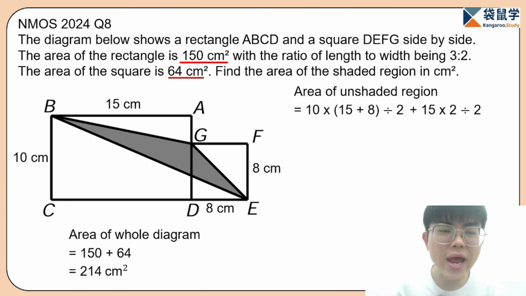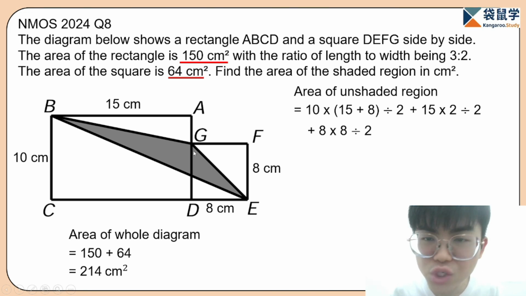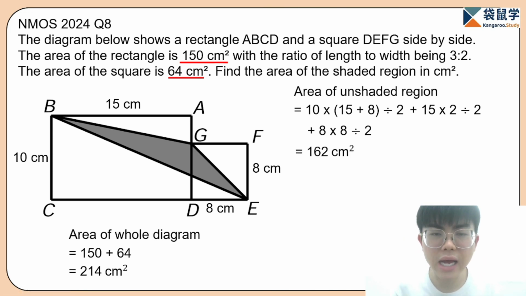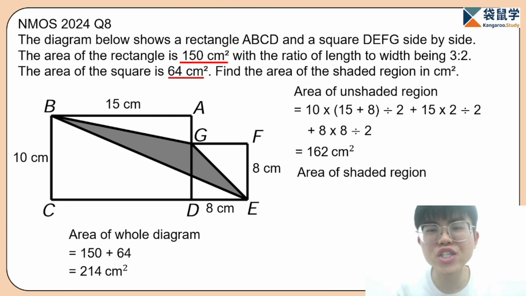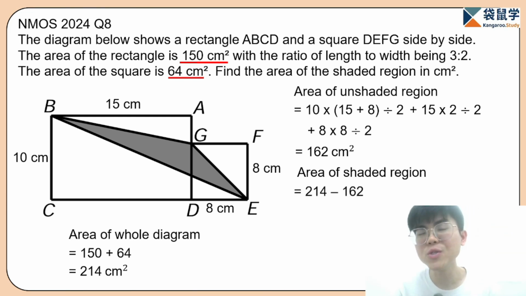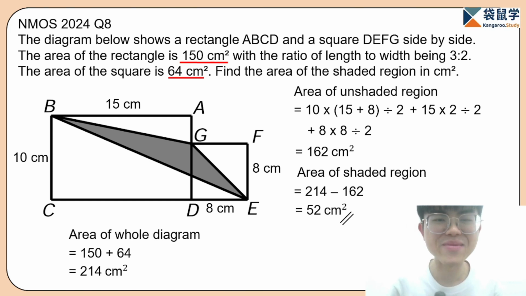And finally, the triangle on the right side here, we just have to use 8 times 8 divided by 2. So we just have to sum that out, which is equal to 162 cm square. So to find the area of the shaded region, we just have to use the total area, which is 214, then we minus out the 162. And the answer will just be equal to 52 cm square.